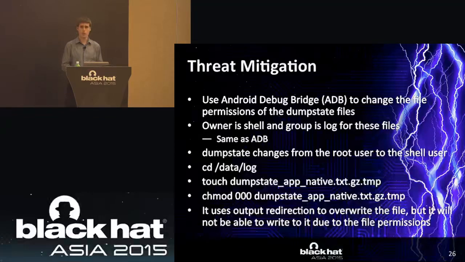So the first thing you would want to do is delete any existing dumpstate files. Then you would want to change directory to the /data/log directory. Then you would use the touch command to generate an empty temp file for dumpstate_app_native, because it writes to a temp file first, and then it moves it to not a temp file.